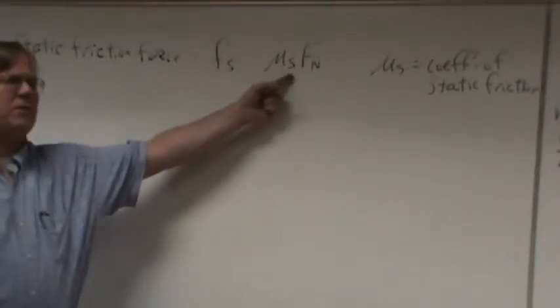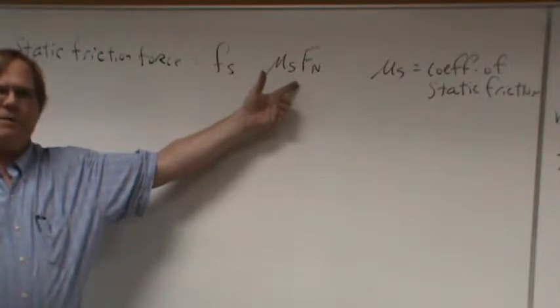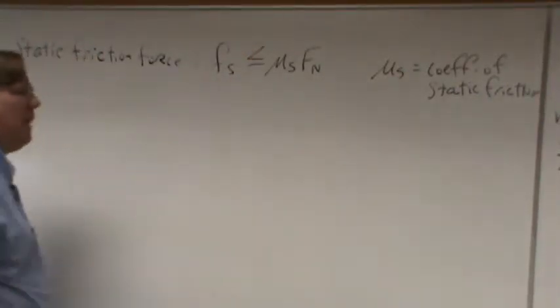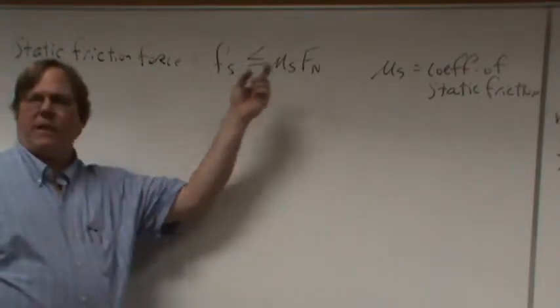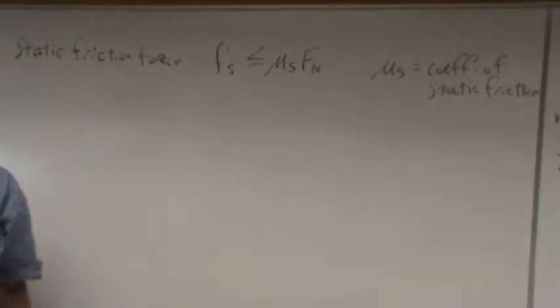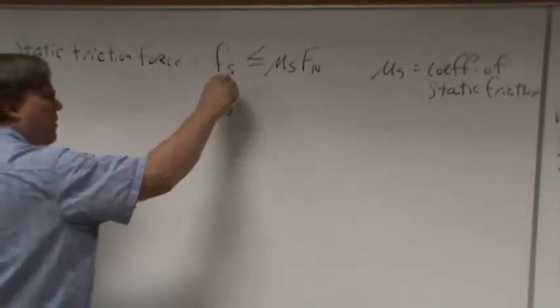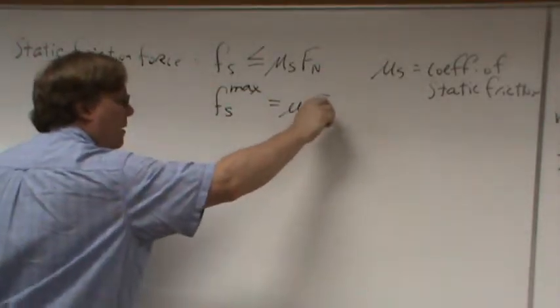But there's one more thing. Is the static friction force always equal to this? No, it can be less. It can be as small as 0. So I have to actually write this. I have to say it's less than or equal to mu sub S F sub n. That mu sub S F sub n is the maximum static friction force. So another way of writing this equation is F sub S max equals mu sub S F sub n.